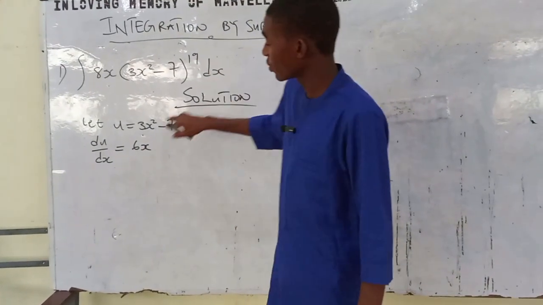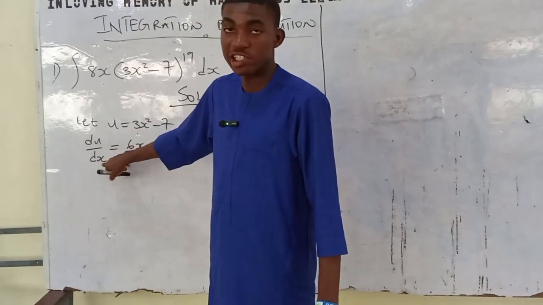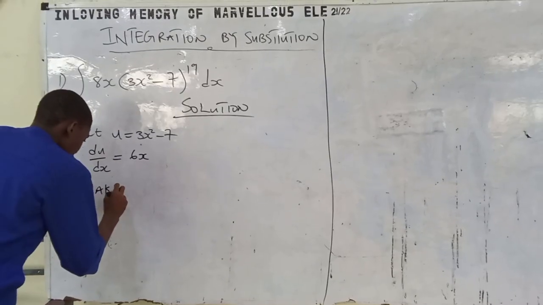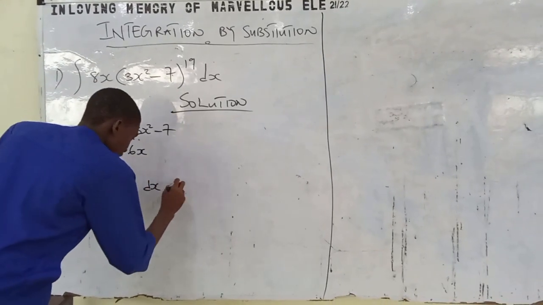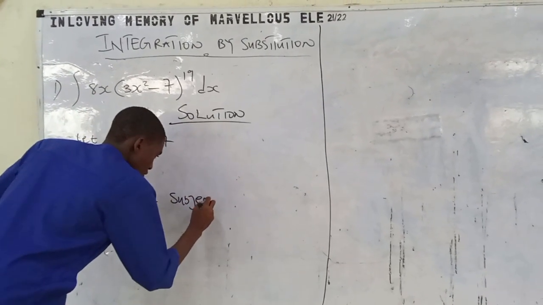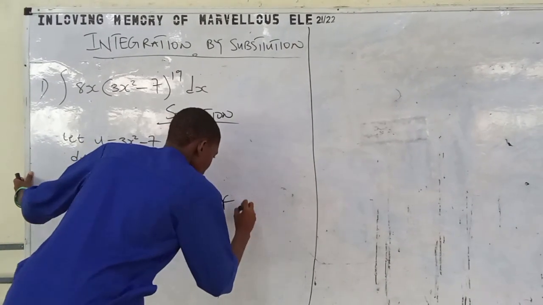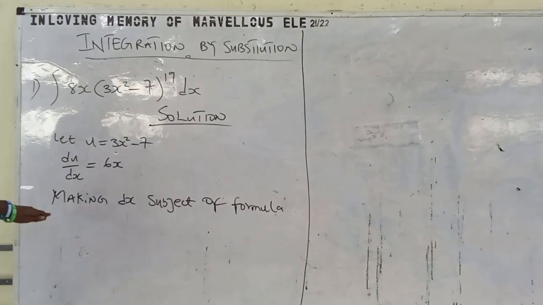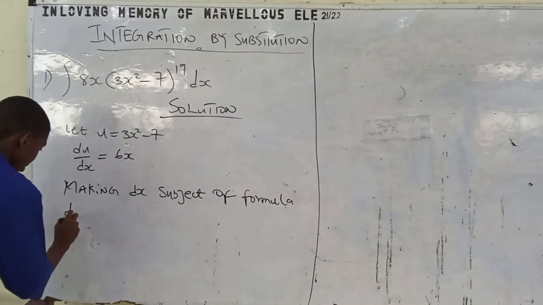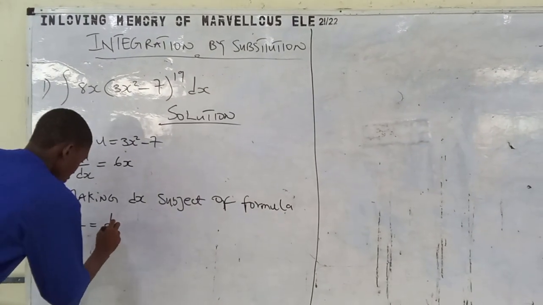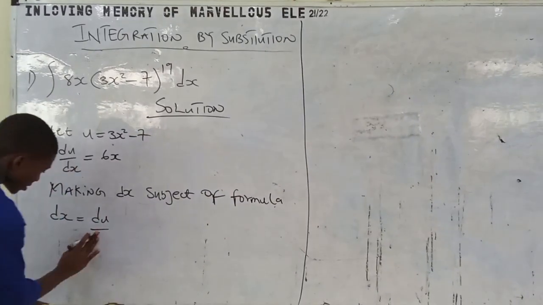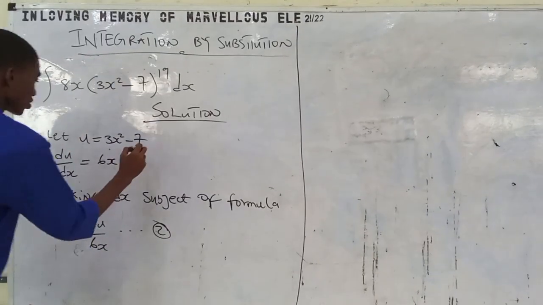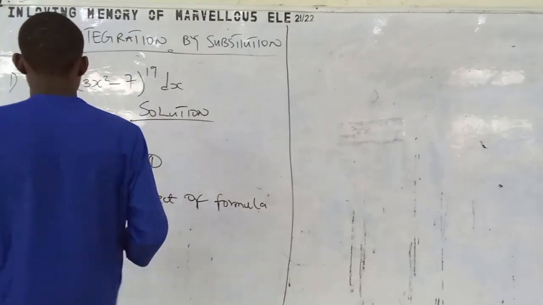But we have the dx here, not du/dx. So let's make dx the subject of the formula. We can say dx equals du over 6x. Let's call this equation 2 and let's call this our equation 1.